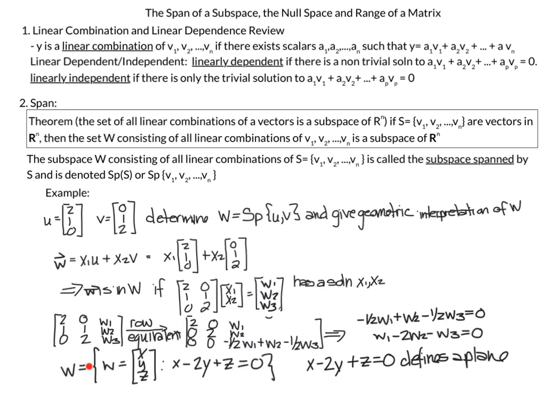And lastly then, our vectors w look like (x, y, z) such that x minus 2y plus z equals 0. So I could have left this as w1 minus 2w2 plus w3 equals 0. But I wrote it this way because it's easier to see that this is an equation of a plane. So that's our geometric interpretation.